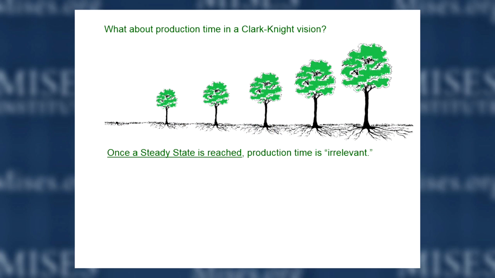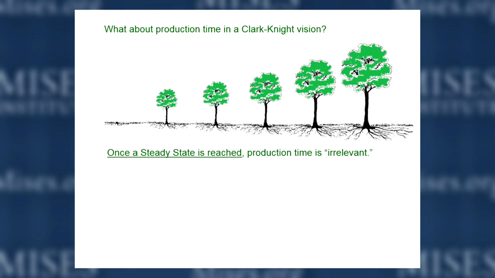We look at a bunch of trees that have been planted. And the key to this exercise is the thing that's underlined: once a steady state is reached, all right? Well, the Austrians aren't too interested in the steady state. They want to know what's going on in the economy, okay? And if you just theorize strictly in terms of the steady state, you're not going to come up with very good economics. So once a steady state is reached, production is "irrelevant." And you notice quotes on irrelevant. That's not because he saw some other author that used that word. That's from Knight.